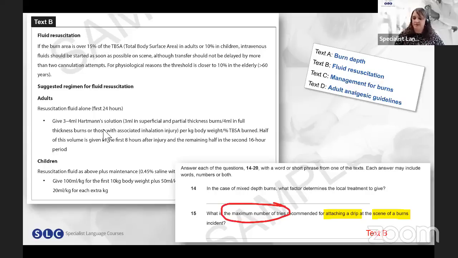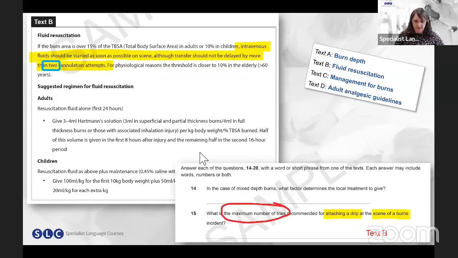Okay, great. So a lot of you have found that there. So we're looking here, and we are looking particularly for a number. We've got quite a lot of numbers here, but the one we want is 2. So we can see cannulation, a synonym for attaching a drip, and attempts as a synonym for tries. So our answer to 15 is 2.